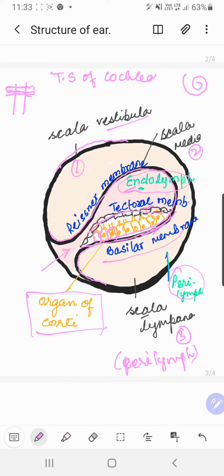So from the cochlea, the nerve that goes out is the cochlear nerve, which fuses with the vestibular nerve to form the auditory nerve. Right, children? I hope that this diagram is also clear to you. If you have any queries, please tell me. Otherwise, your revision of ear structure is done.